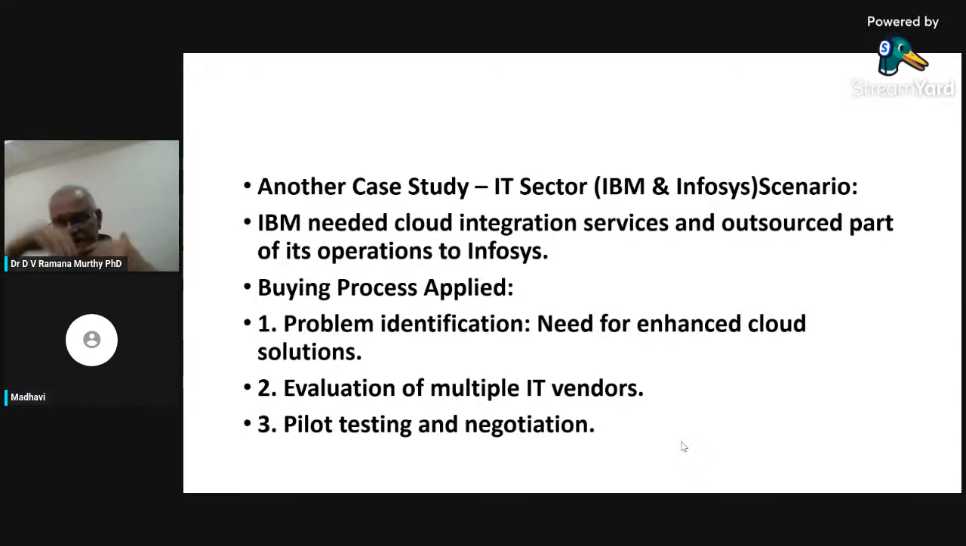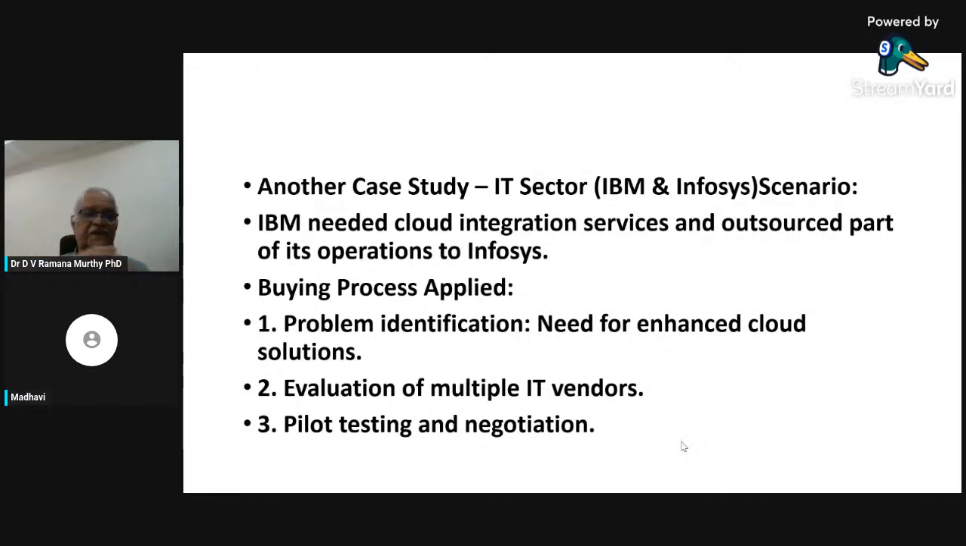Okay, how does the entire thing work out? Again, same thing, of course, but let me explain further. The buying process applied here. That means IBM is buying some service from Infosys. First of all, problem identification. You need to know why there is a need for outsourcing. You have to identify that IBM has a need for enhanced cloud solutions. Is it necessary? Then if it is yes, you search for some supplier to outsource that part of your operation.